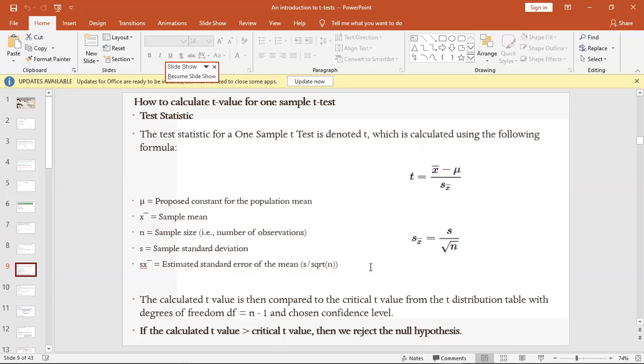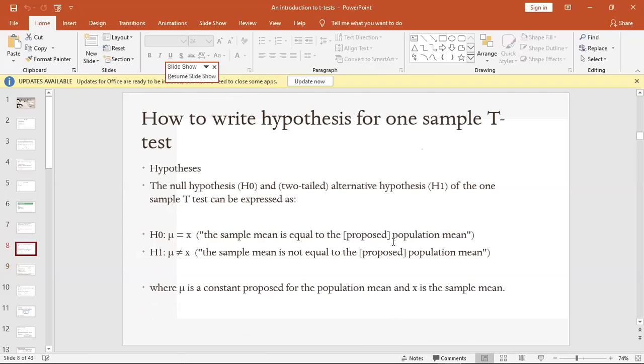After you calculate the t value, it is then compared to the critical t value from the t distribution table. I think you have already heard about the t distribution table. You need to compare with the t table, right? After calculating your value, it should be compared with the value in your t table. If the calculated t, the value you obtain, is greater than the critical t value in the t table, then you have to reject the null hypothesis. That means you have to accept the alternative hypothesis, right?